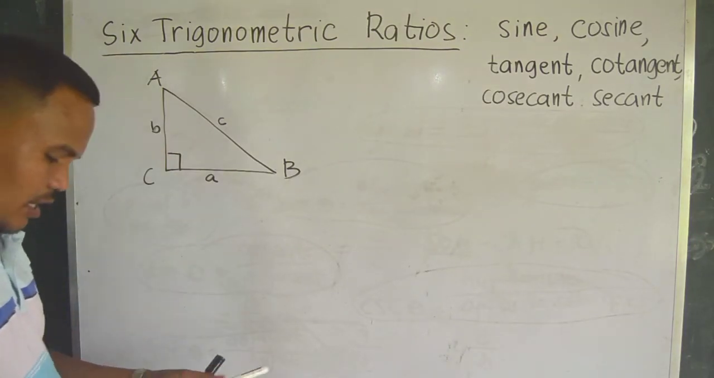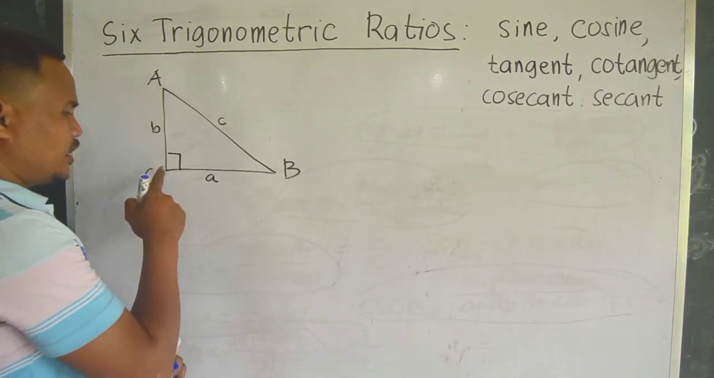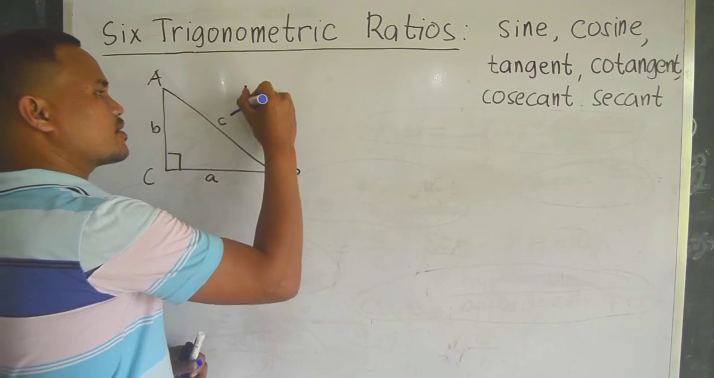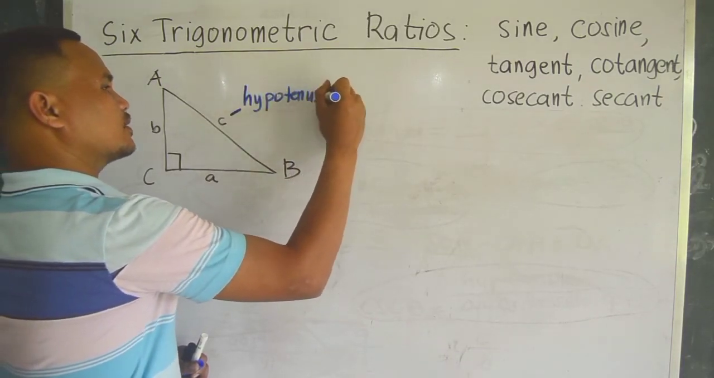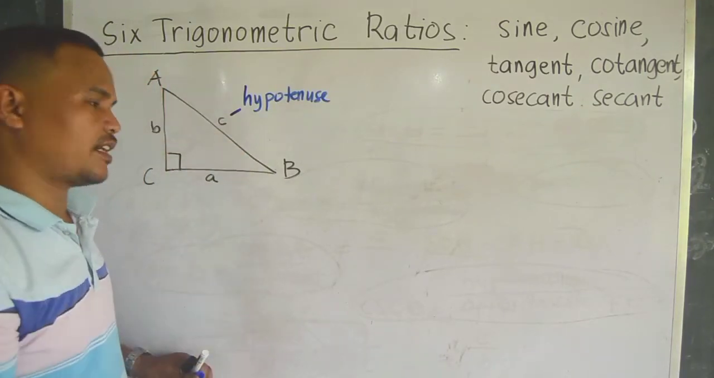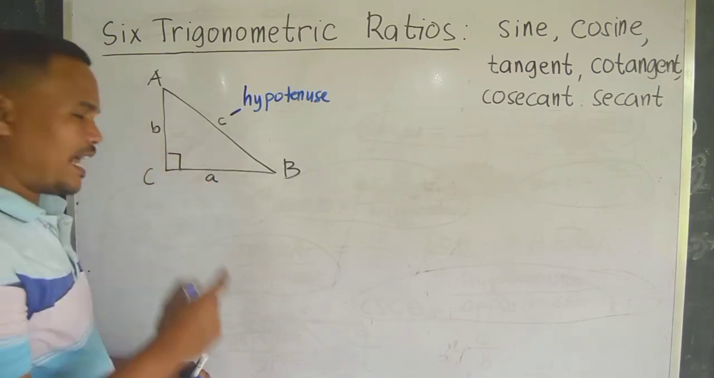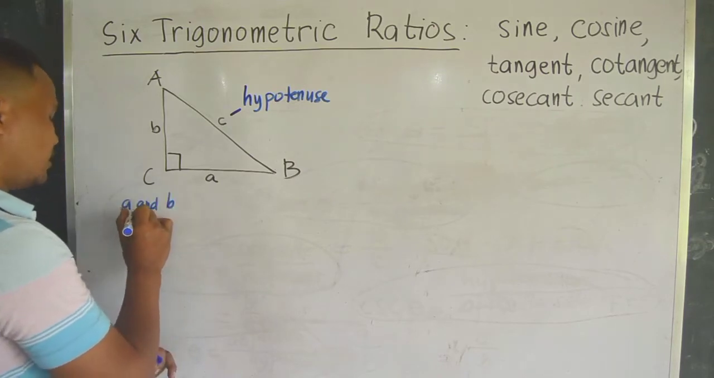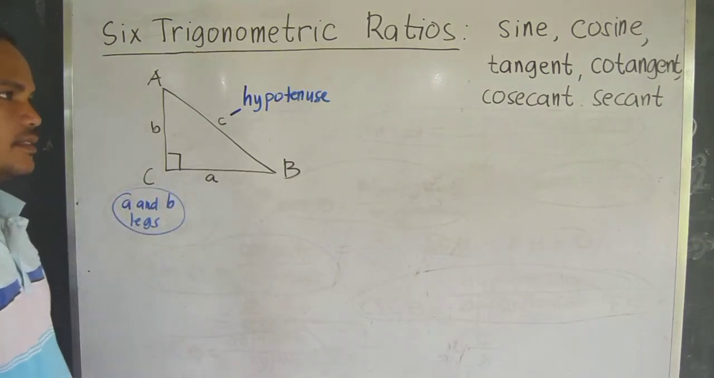Okay, so in a right triangle, the side opposite the right angle is called the hypotenuse. So this is our hypotenuse. The hypotenuse is the longest side of a right triangle. And A and B are called legs.